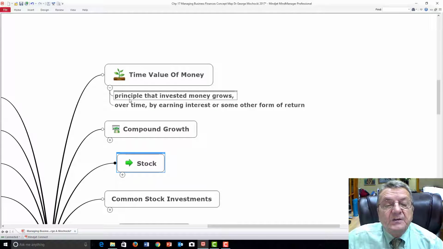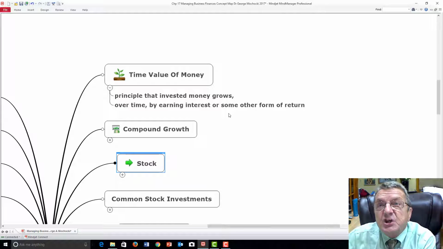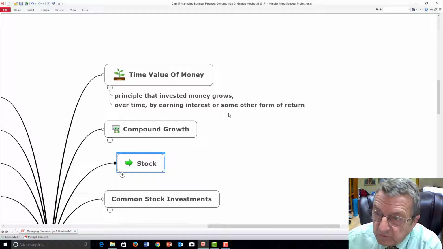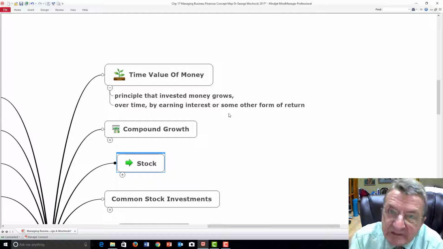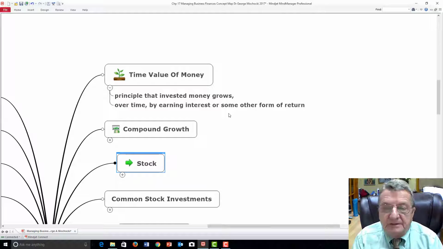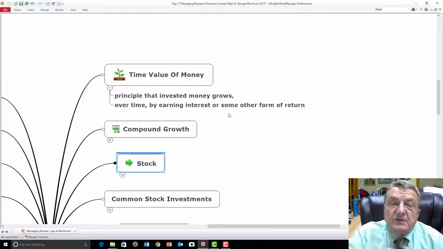I added in the principle that invested money grows, like a seed, over time by earning interest or some form of return. That's my return on my money. Whether I put it in a bank and the money grows, or I buy a share in a company that grows and then I sell it, I'm getting a return on investment for that dollar. Remember, we talked before that dollars are the value of that currency. But what do I put that currency towards?